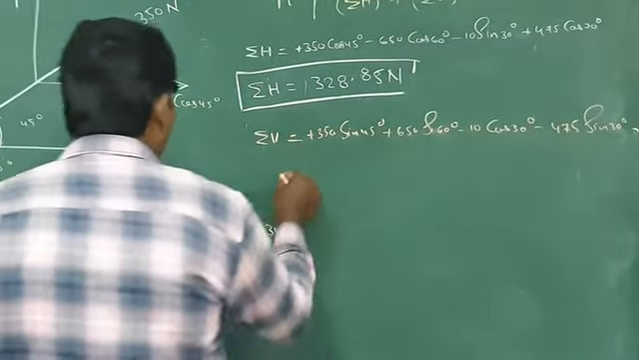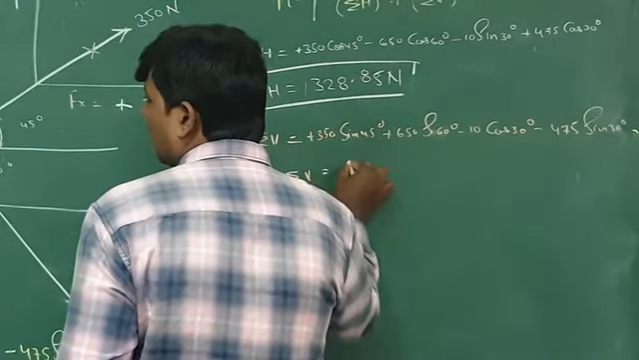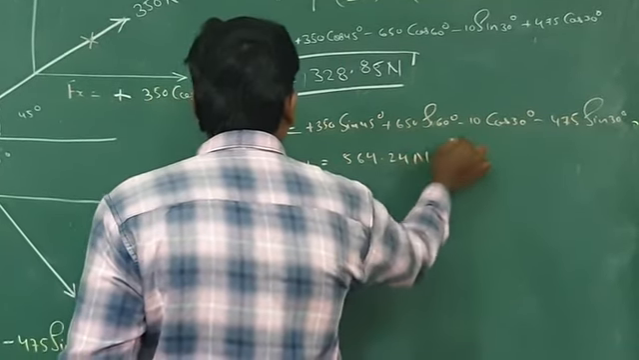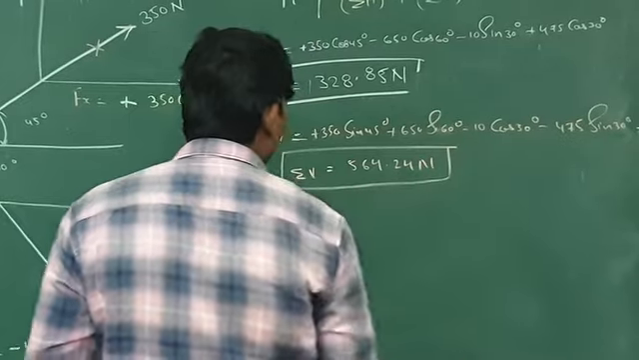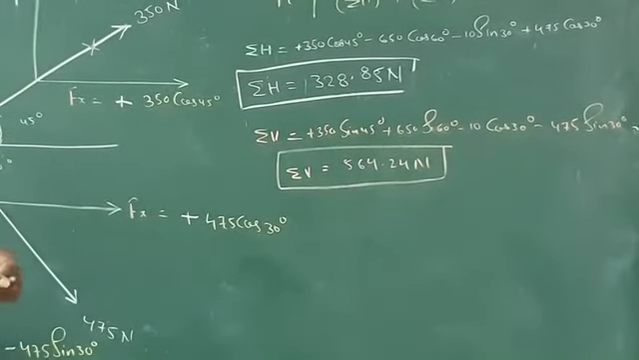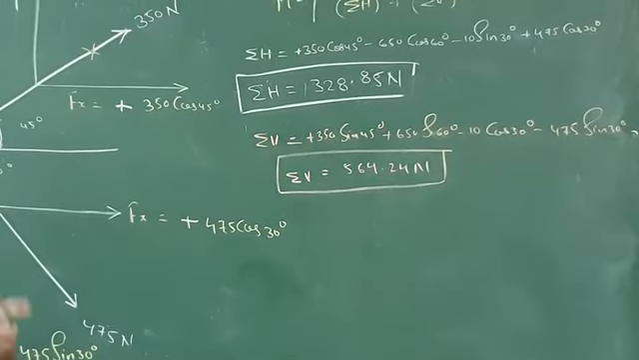If you calculate with the help of the calculator, you will get the answer 564.24 Newton. This is the sum of vertical. Previous one is the sum of horizontal. This is the sum of vertical.